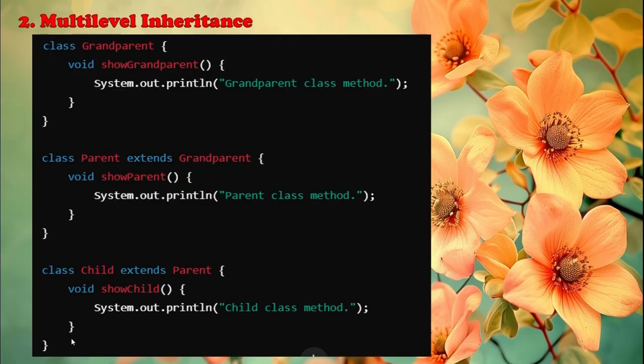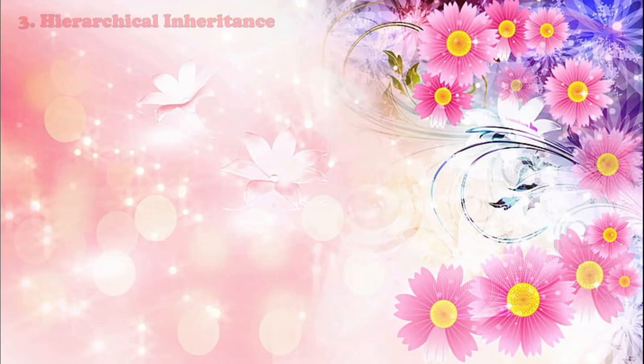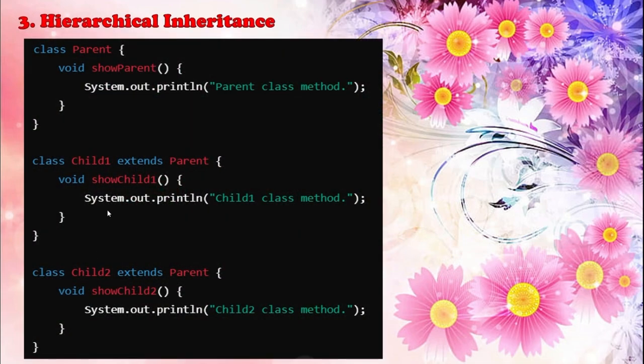Here, the child class indirectly inherits properties from the grandparent class through the parent class. This forms a chain-like structure where each level builds upon the previous one. Hierarchical inheritance. In hierarchical inheritance, one parent class is shared by multiple child classes. For instance, child 1 and child 2 both inherit the show parent method from the parent class. This structure is ideal for creating shared functionality across different child classes.